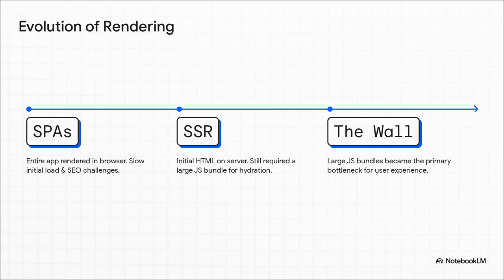So to fix that, along came server-side rendering, SSR. Now the server sends the initial HTML, which is way faster for that first paint. But you still had to ship this massive JavaScript bundle down to the client to hydrate the page and make everything interactive. And that's where we hit a wall, a performance wall. The JavaScript bundle itself became the number one bottleneck, slowing everything down.